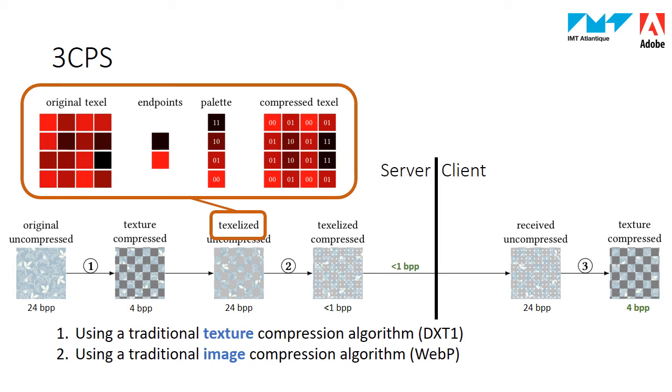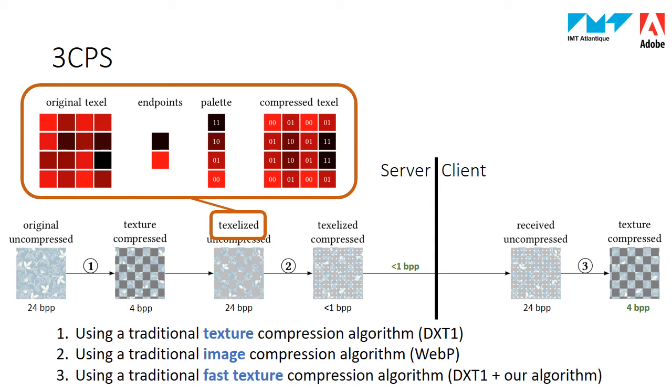Then, at the client side, we receive a compressed image, but we cannot use it for the GPU since it does not feature random access. So we have to compress it again with a texture compression algorithm. Here is the main novelty of our solution. Since the image has already been texelized, you remember the first pass, right? Then the image is almost texelized. I said almost because maybe the second compression pass introduced some noise, but hopefully not so much.